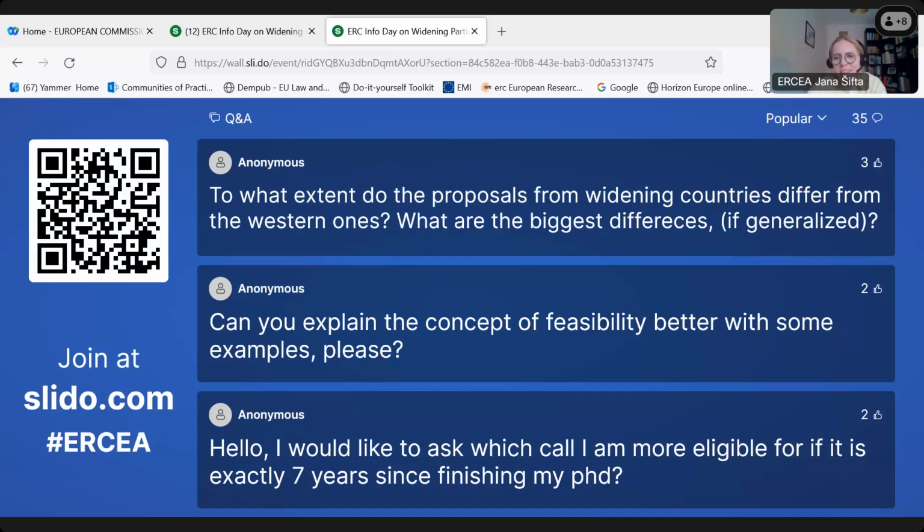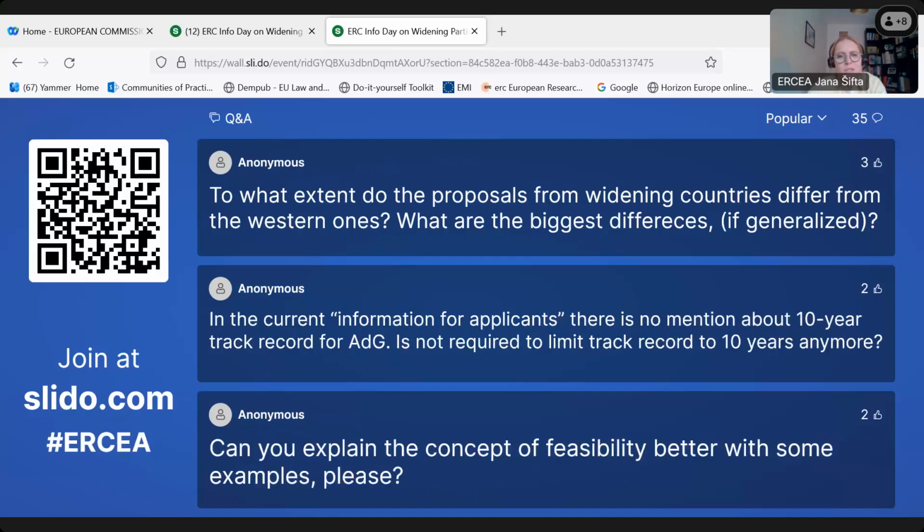So it's really very hard to answer this question, because there is nothing specific in which they would differ. Some of them are excellent for the first reading.